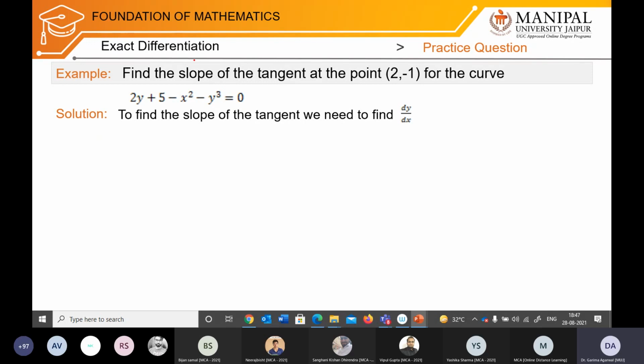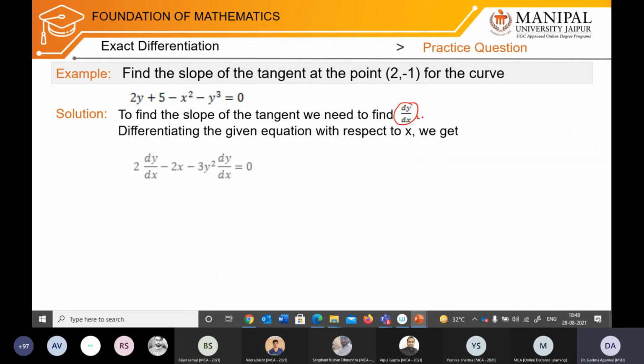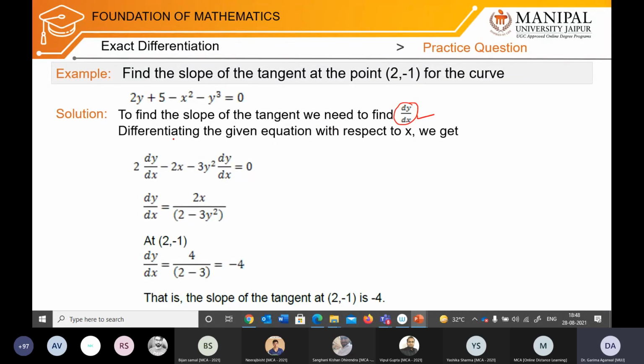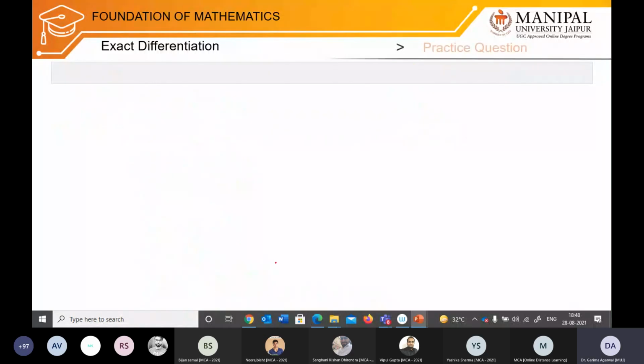Now the question is, find the slope of the tangent at the point (2, minus 1). So the slope of the tangent is dy by dx, which is nothing but the differentiation. So we need to differentiate it simply, and at the point (2, minus 1), at the last we need to substitute the value of x as 2 and the value of y as minus 1, right? The differentiation of y is dy by dx, and the differentiation of y cube is 3y square dy by dx. We just collect all the terms of dy by dx and substitute the values of x and y, right?